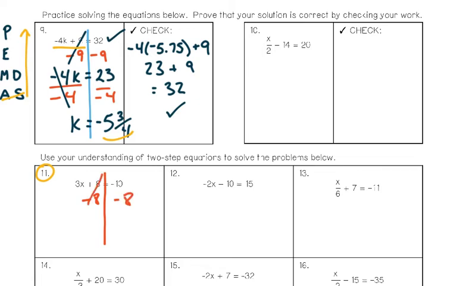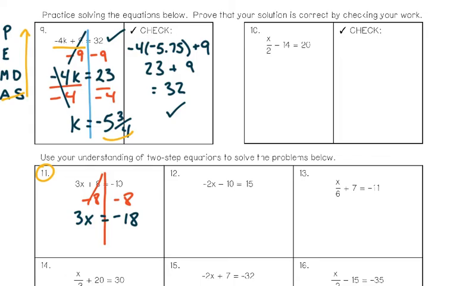8 and negative 8 cancel out. The other side, I have negative 10 plus negative 8. Without using a calculator, what is negative 10 plus negative 8? You should get negative 18. Now I have 3x equals negative 18.